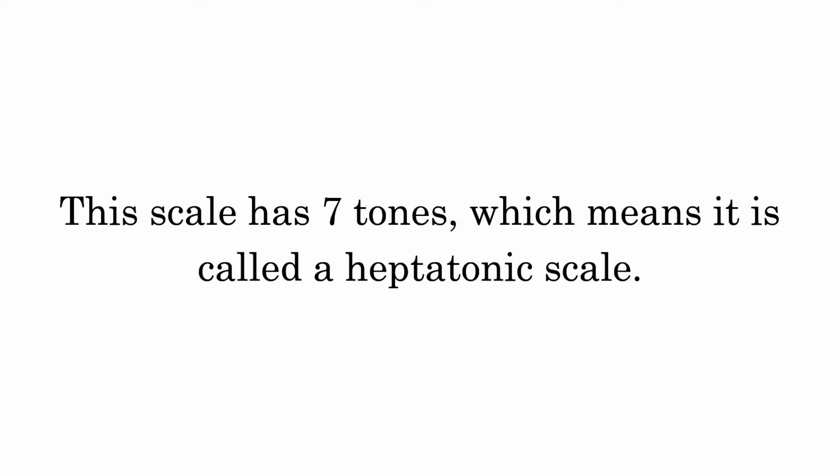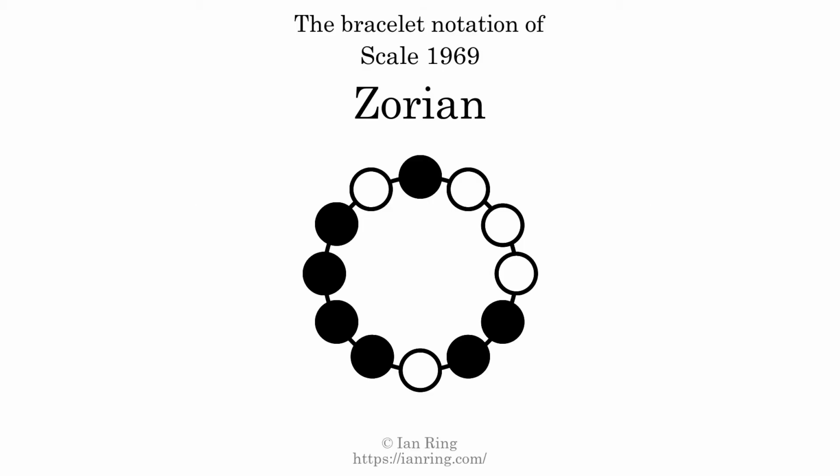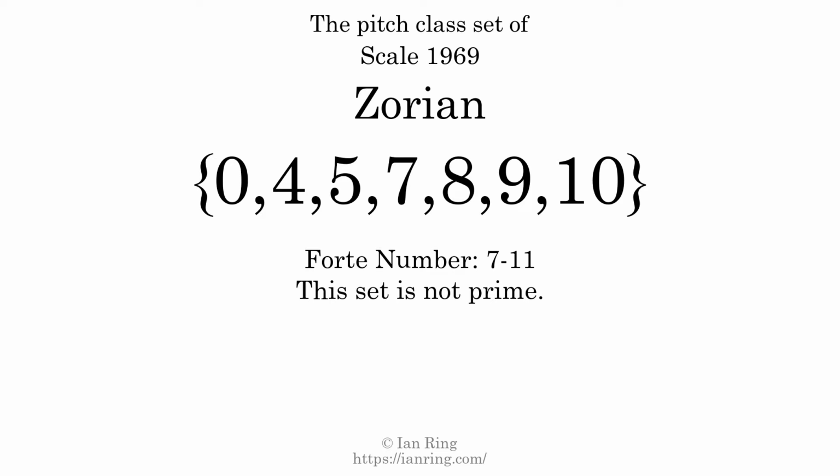This scale has 7 tones, which means it is called a heptatonic scale. This is a bracelet notation diagram of scale 1969. The shaded circles represent tones that appear in the scale, and they are read clockwise, starting at the top. The pitch class set for this scale is 0, 4, 5, 7, 8, 9, 10.